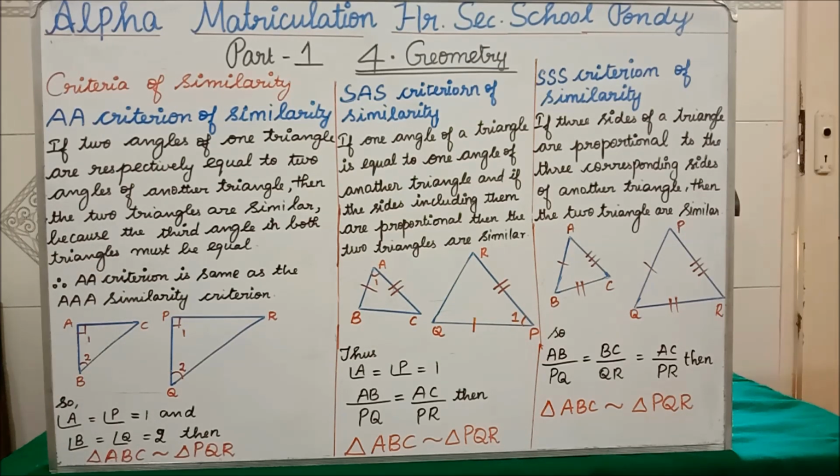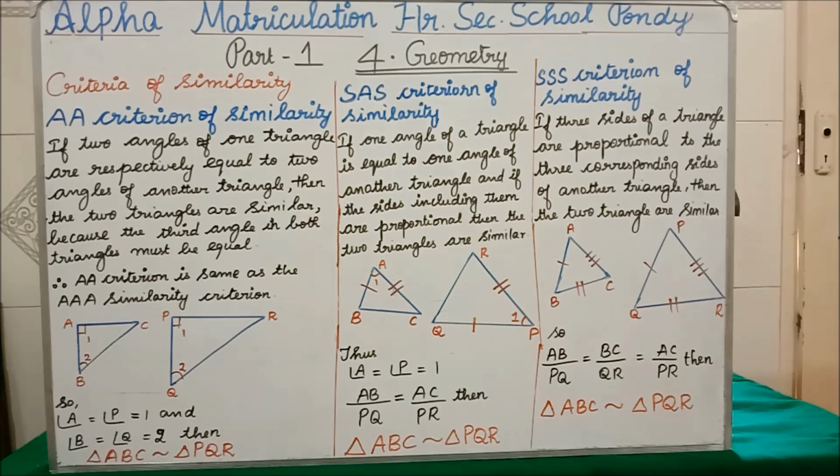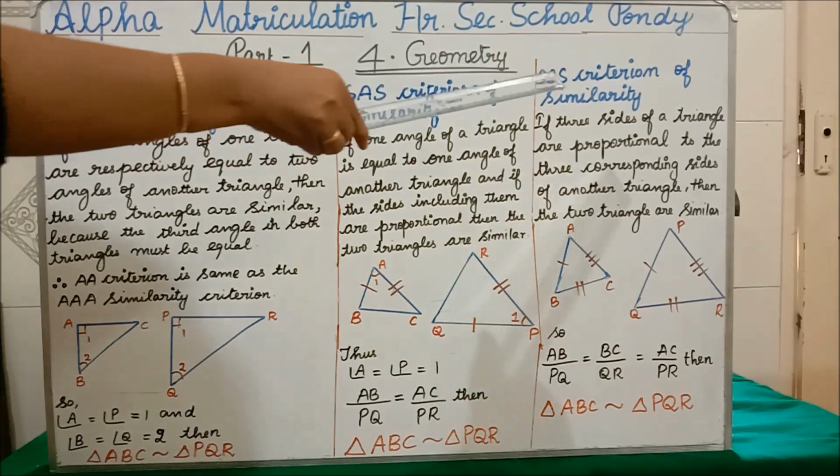Now the first criterion is AA criterion of similarity, and the second criterion is SAS criterion of similarity, and the last criterion is SSS criterion of similarity. AA criterion means what? Means angle angle criterion of similarity. Okay, the SAS means S means side, angle, side criterion of similarity.